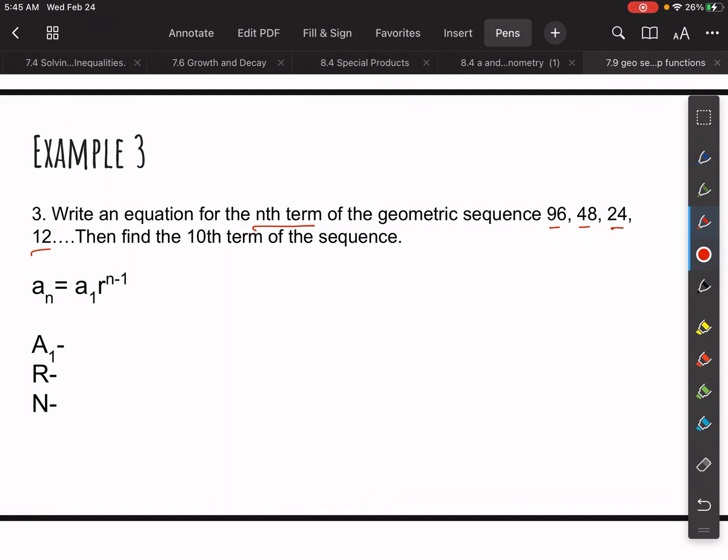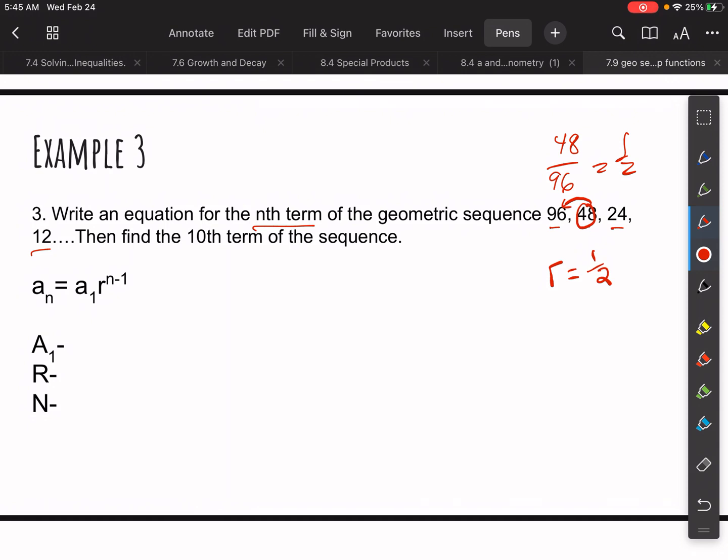How is it going down? Well, if you didn't know, you could take the second term divided by the first term, and this will give you your multiplier. If you take 48 and divide it by 96, you get 1/2. So to find r, I take the second term divided by the first term. R is 1/2.